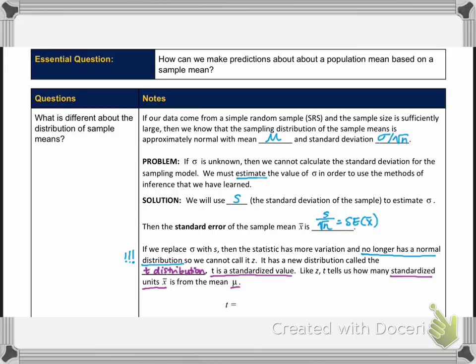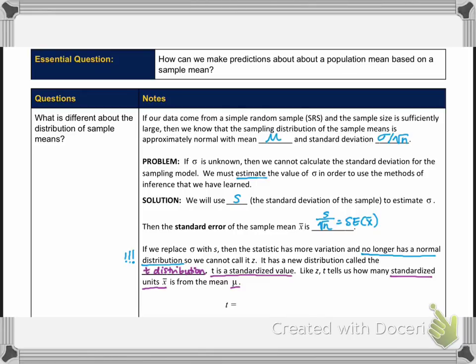They're t standardized values. But like a z-score, the t value that you find, the t-score, if you will, tells you how many standard units away your sample mean is from the population mean. So it works and operates just like a z-score. It's just not for a normal model. It's just for a t distribution instead.